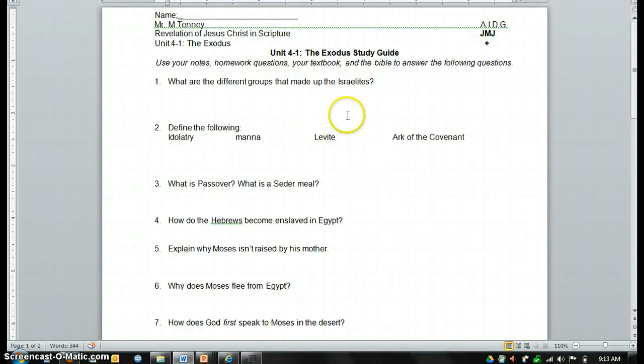Good morning, class. So this is the review for Unit 4.1, the Exodus study guide. And hopefully this will help you review for your test. So let's just get into it.